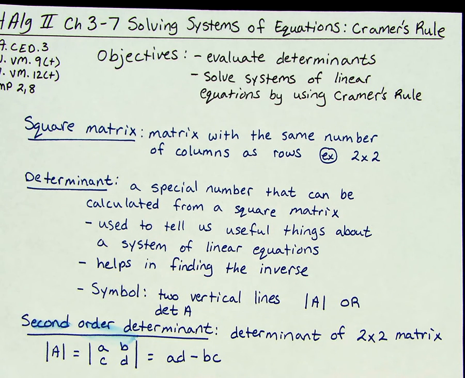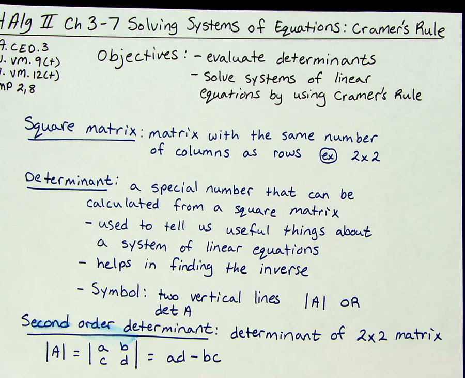And then a determinant is a special number that can be calculated from a square matrix. So we can only find a determinant of a square matrix. This is going to be used to tell us useful things about a system of linear equations, namely if it has a solution or if it's going to be infinite or no solution. And then we will also use this to help us find an inverse.